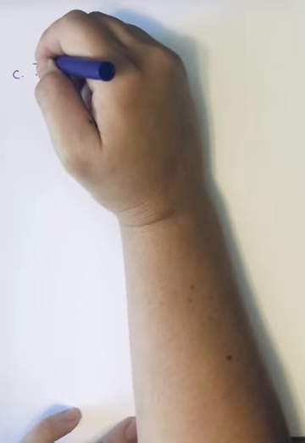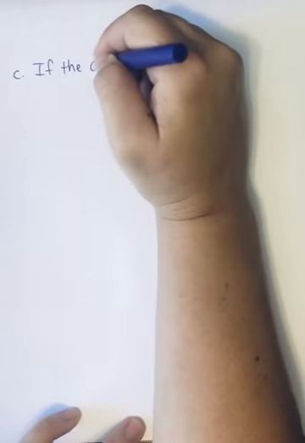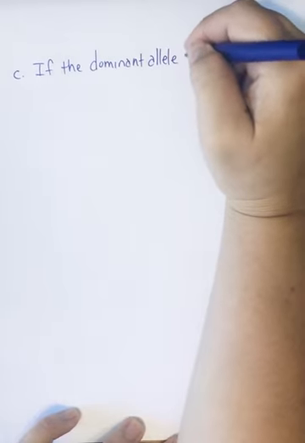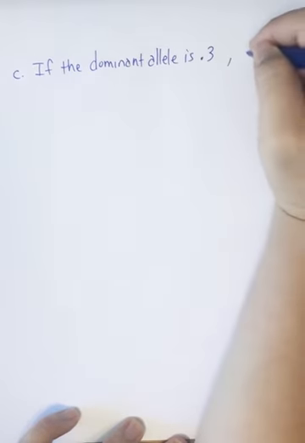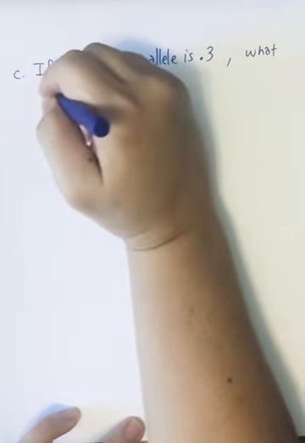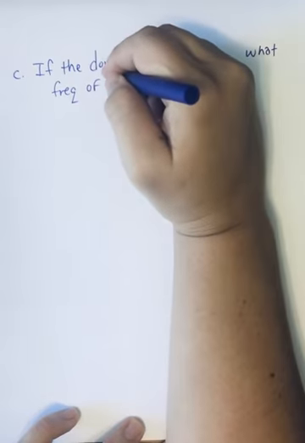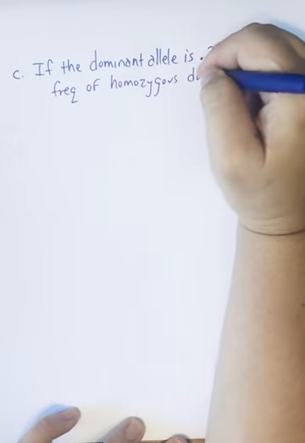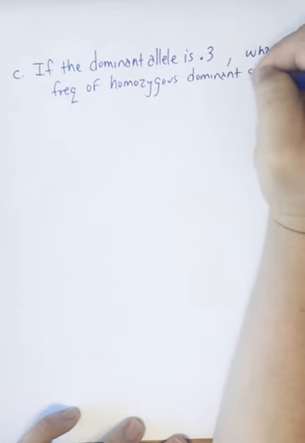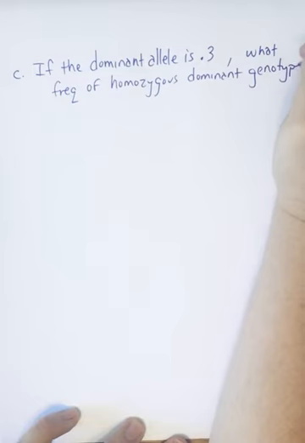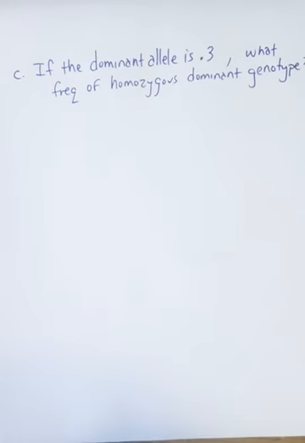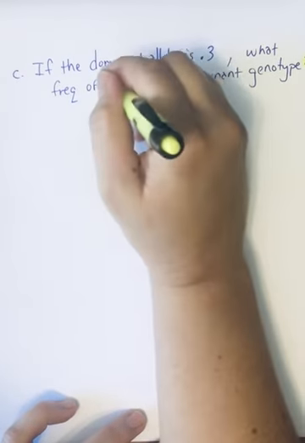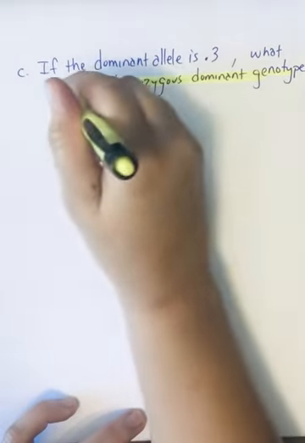C. If the dominant allele is 0.3, what is the frequency of the homozygous dominant genotype? So this one's a little easier. You just have to figure out what I'm asking. Here's my question mark. This is what I'm asking for.